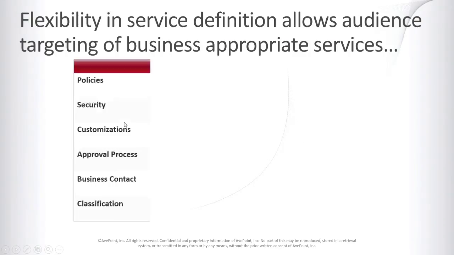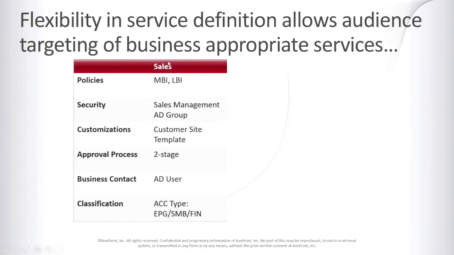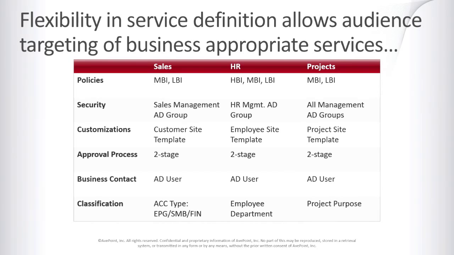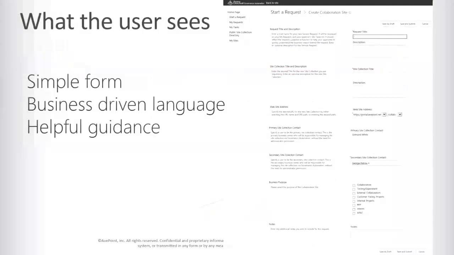And then the third side of this cube is who's requesting it, right? Is this a sales type site? What kind of policies are going to be in that? Security, who's the contacts, things like that. Is this an HR type site? Are we concerned about sensitive content? Or is this a project site? And what automation allows us to do is to control all of these moving parts in a very simple way, and then even better, to display it to the end user in an ultra simple way.